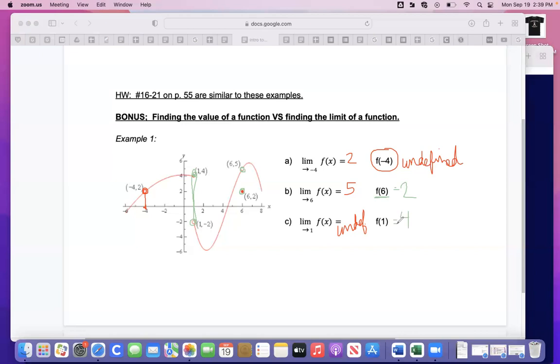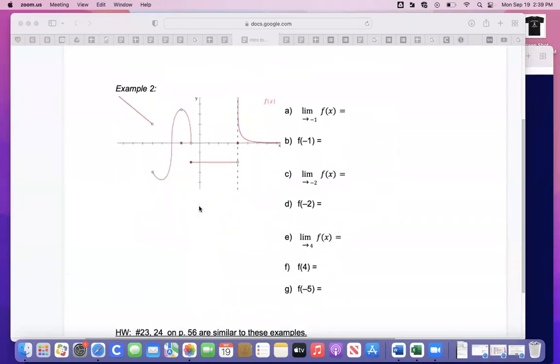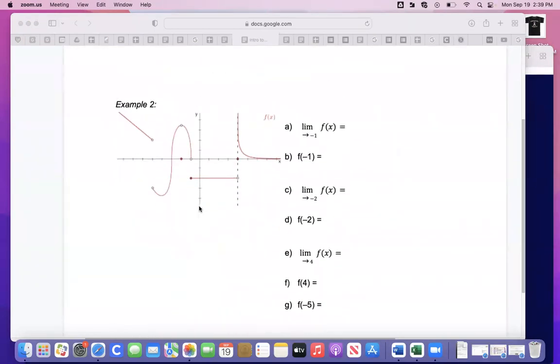Okay, so this is kind of a mind blow, to separate the difference. What is the limit of the function versus what is the value of the function? All right, let's try one more example and then hopefully you'll catch on. So let's go to the last example, example number 2 on your back page. If you want to try these by yourself, you can pause me and take guesses first before I go over this.